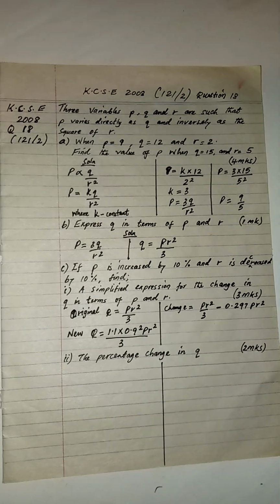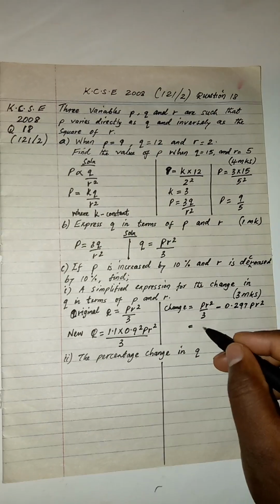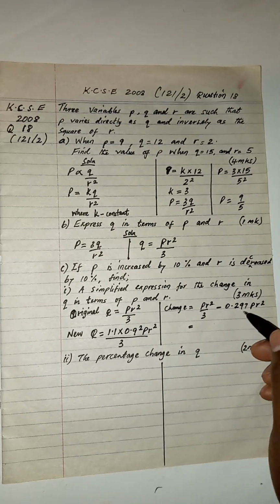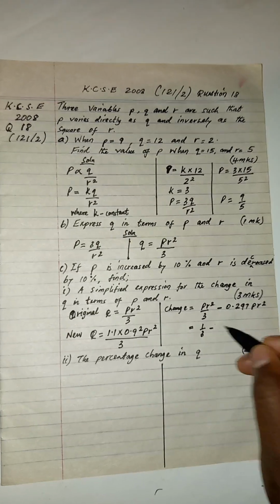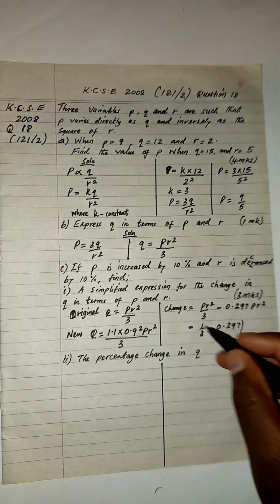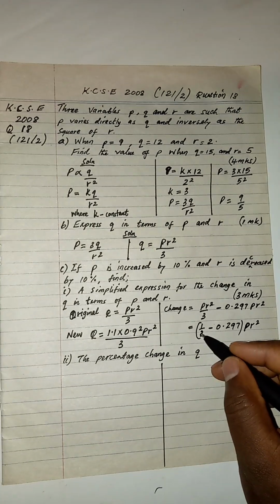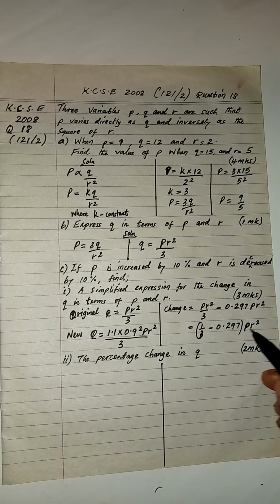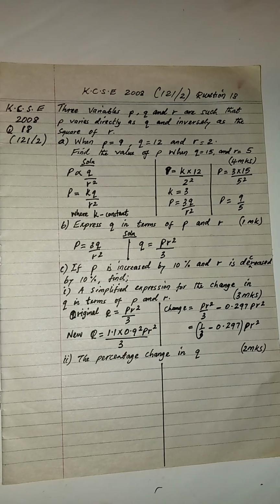PR squared. So we can simplify this further by factoring out PR squared, so this is a third minus 0.297, in brackets, PR squared. We have factorized out PR squared, so it is a third minus 0.297 into PR squared. That is the simplified expression of the change in Q in terms of P and R.